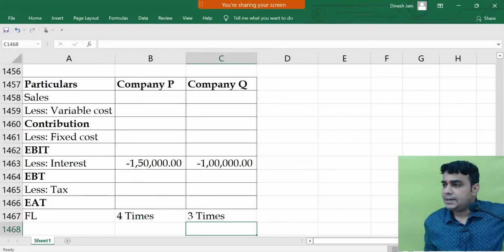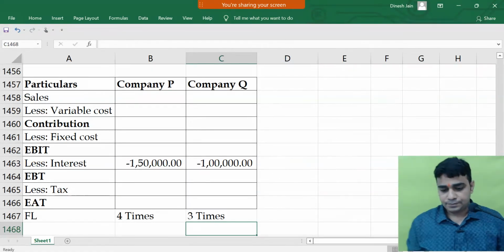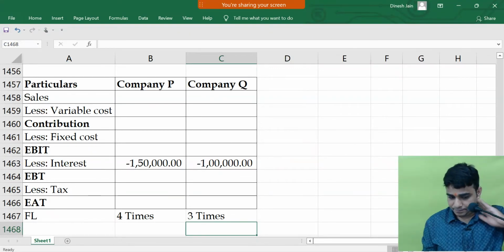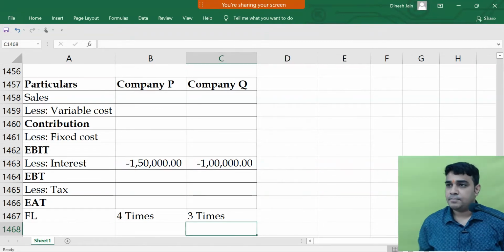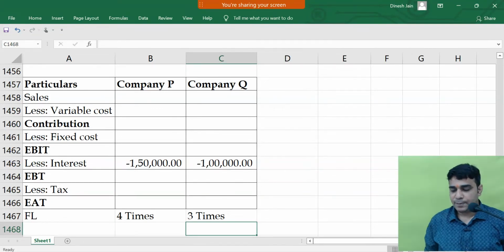Can you get me EBIT and EBT quickly? 4 times and 3 times. You have the interest expense, so you will be in a position to calculate EBT and EBIT. EBT and EBIT would be possible for you to calculate. One is X, the other one is X minus 150.